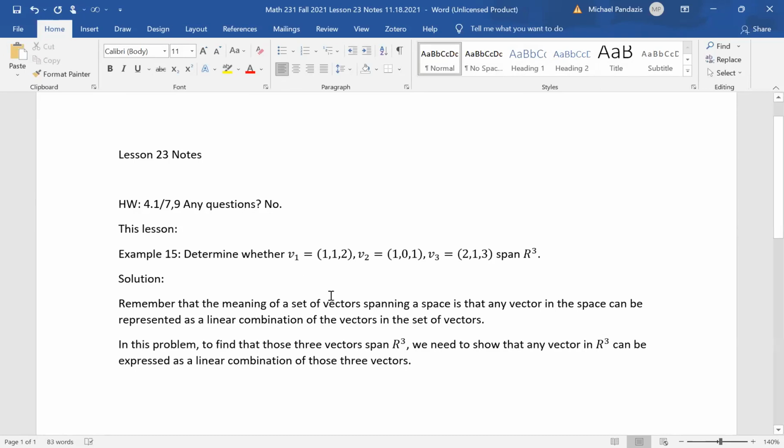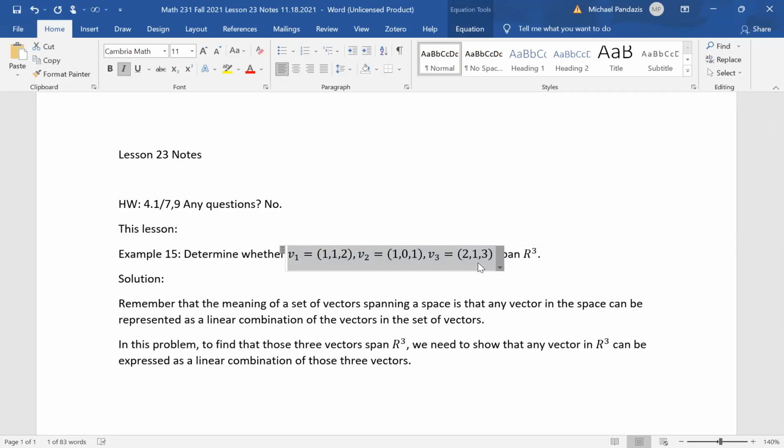The span of these three vectors is the set of all linear combinations of those three vectors. To show that the span of those three vectors is R3, or that they span R3, we need to show that the set of all linear combinations of those three vectors is equal to R3. We know that any linear combination of those three vectors is an element of R3, so that set is entirely contained in R3. And we want to show not only that it is in R3, but that it's all of R3.